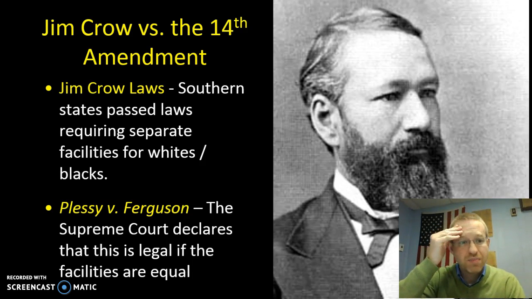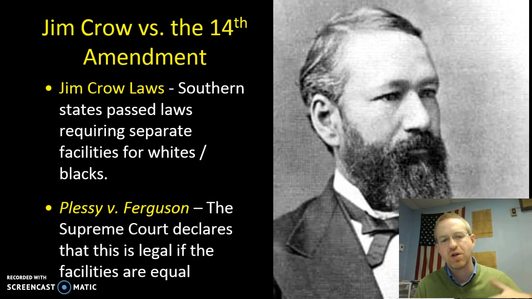So with the Democrats in power, most states start to pass laws that we now know as the Jim Crow laws. These are laws that require separate facilities for blacks and whites. So you have separate schools or separate drinking fountains or separate train cars. Basically, this is going to be passed in pretty much every single southern state.